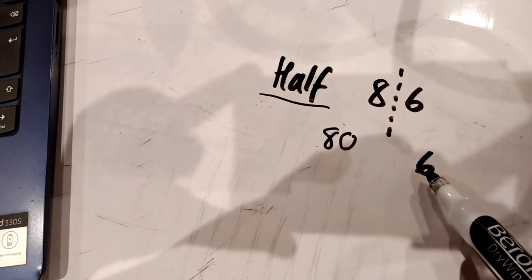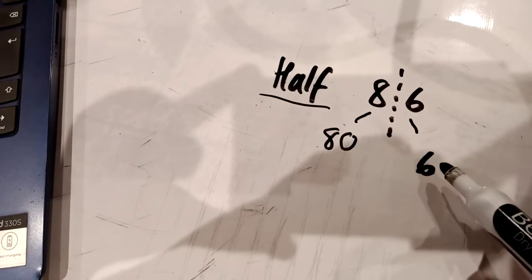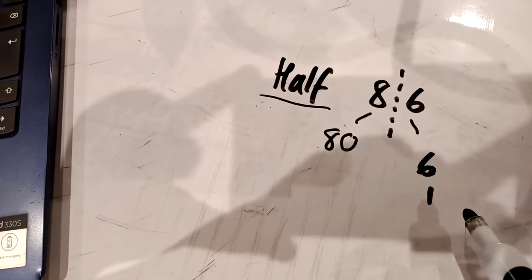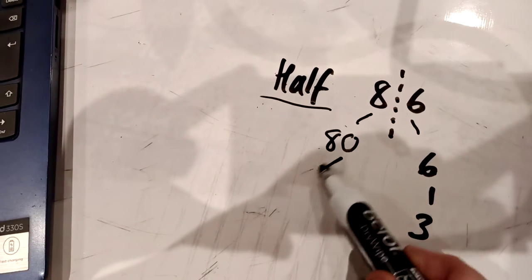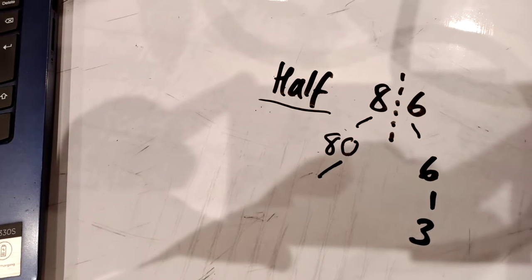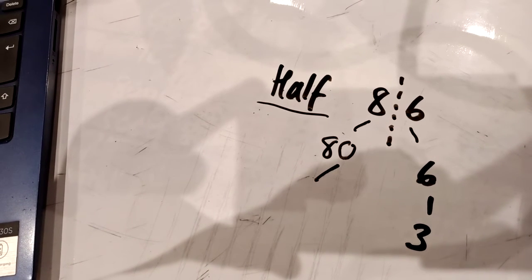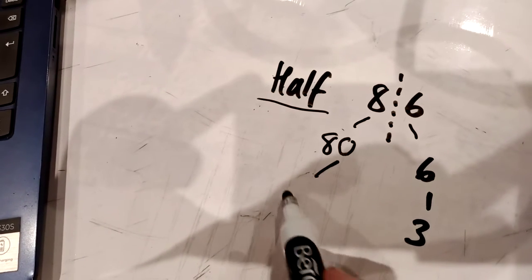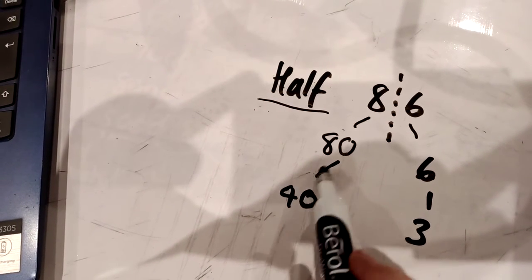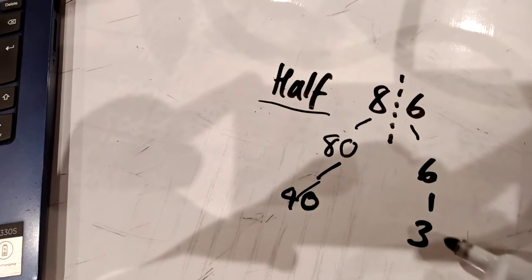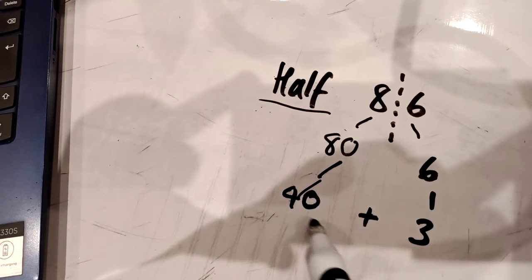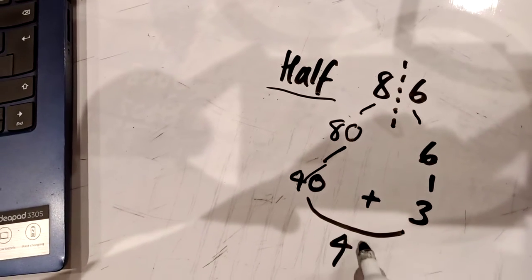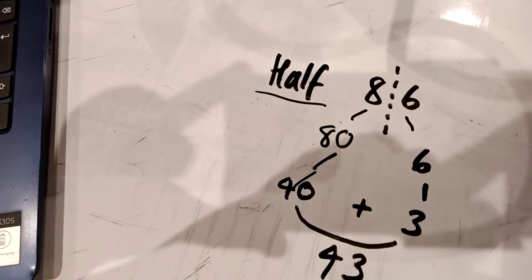So let's say 6. What's 6 chopped into 2 equal parts? 6 chopped into 2 equal parts is 3. And then 80. What's 80 chopped into 2 equal parts? 80 chopped into 2 equal parts is 40. Well done. So 40 is half of 80 and 3 is half of 6. We've got to add them together. So what's 40 add 3? Bingo, 43. So half of 86 is 43.